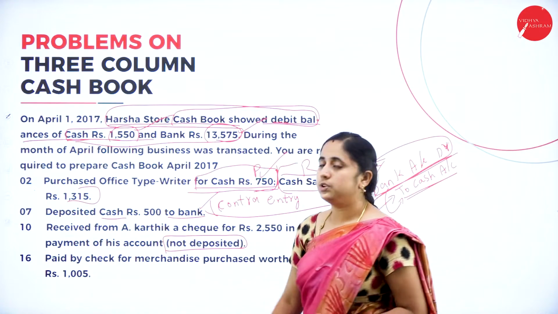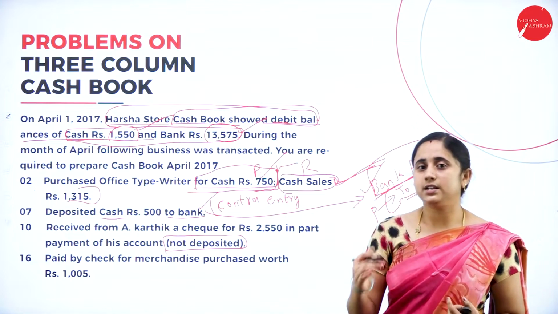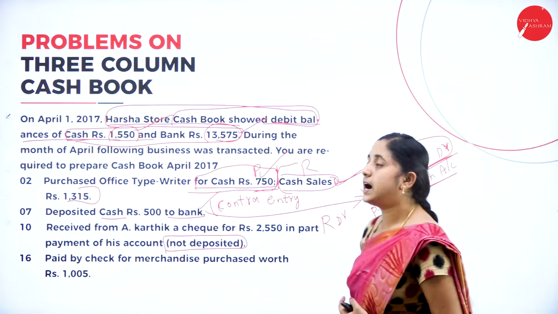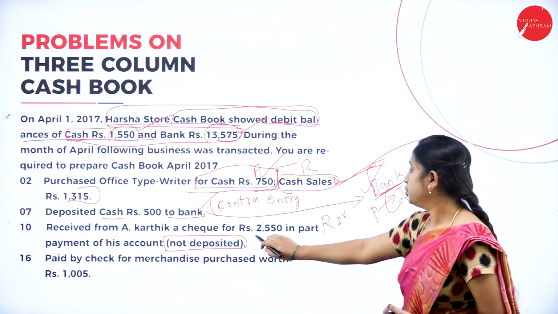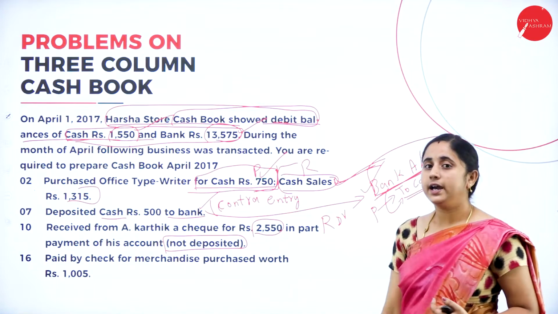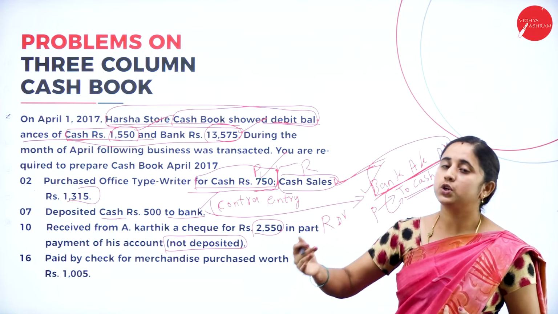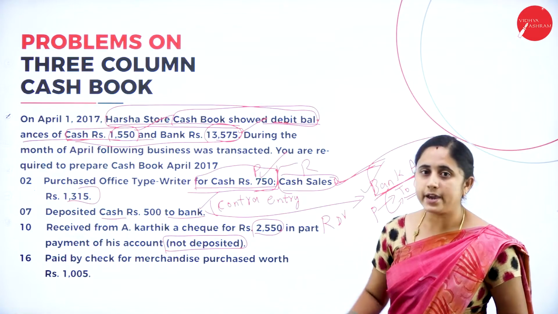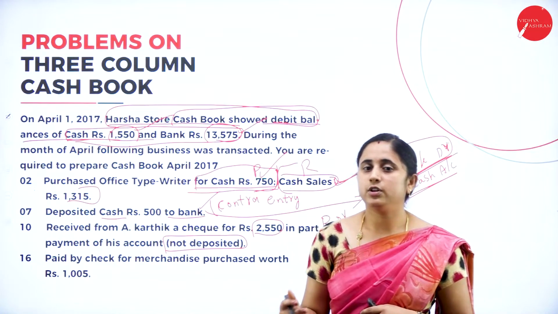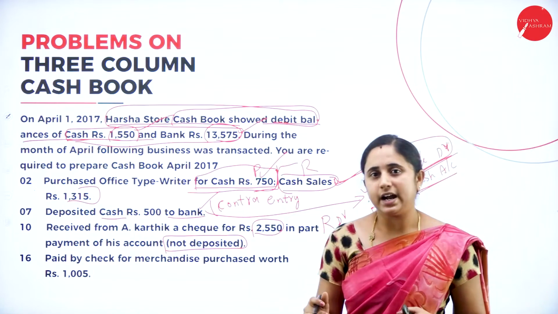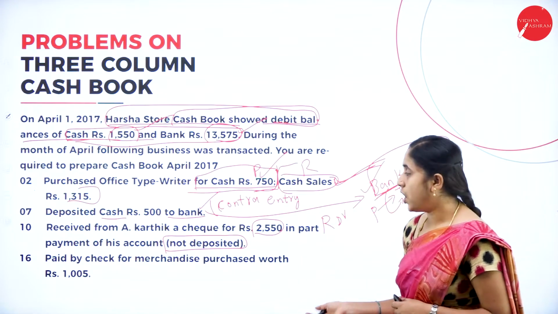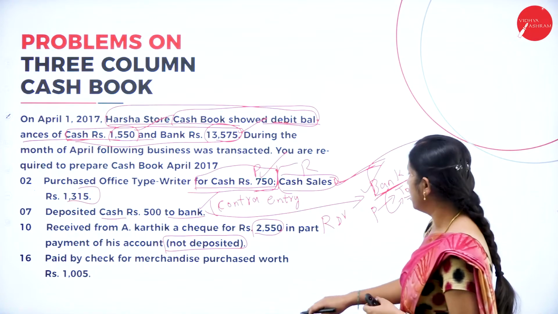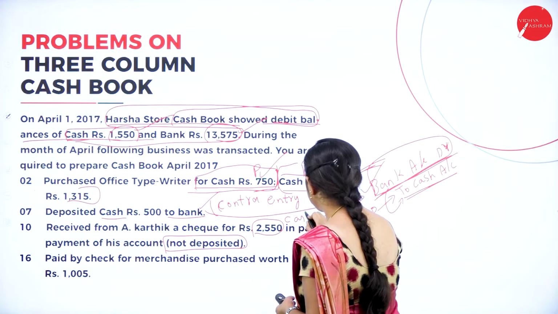Here it is received, that is a receipt, so write on the receipt side, that is the debit side. Write Karthik, A. Karthik, rupees 2,550. Here you are not going to deposit in the bank, so the bank amount will not increase now. You write the amount in the cash column. When you deposit into the bank, at that time the bank amount will increase, and you will record the amount in the bank column. So now consider this as cash received, and the amount should be written in the cash column.